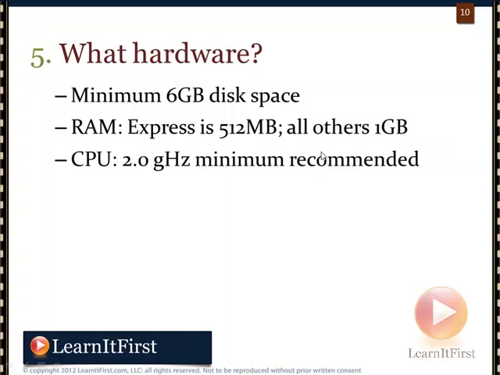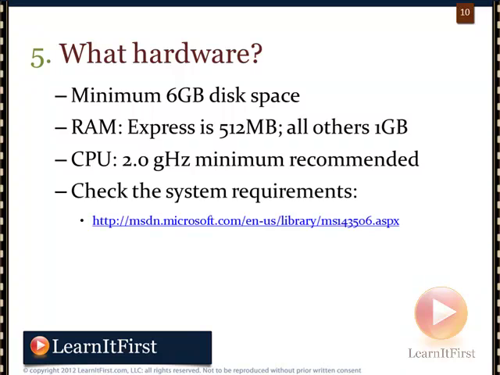CPU, they have some other lists like, I think it's 1.0 gigahertz for single core CPUs and 1.4 for dual core, I think is what it is, or multi-core. But the 2.0 gigahertz would be what they have actually listed in their spec sheet as the minimum recommended. Okay, so again, this is the exact link that was in the previous page. It also has the hardware requirements.